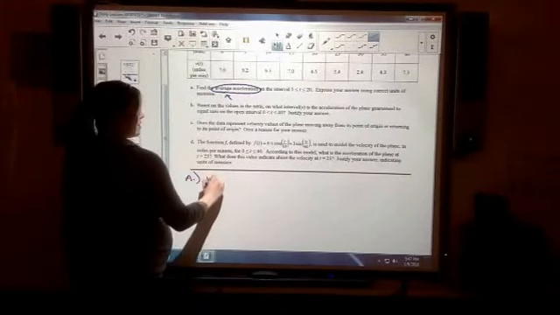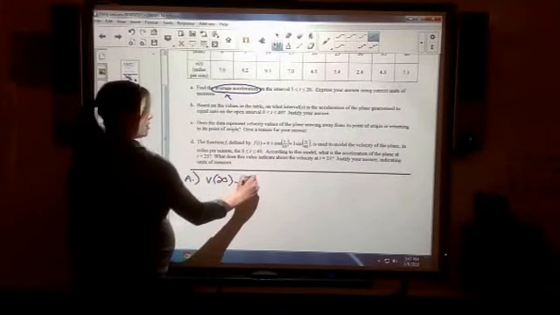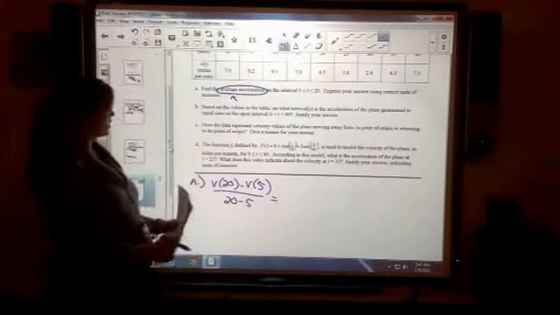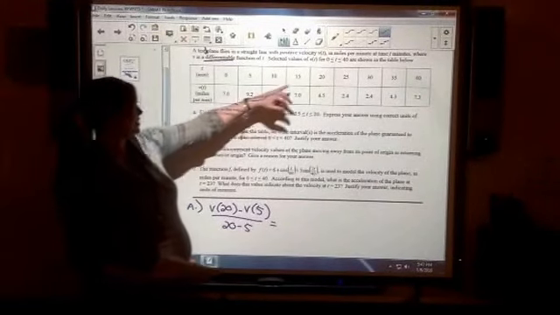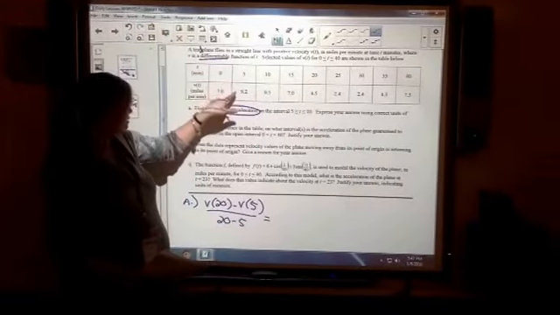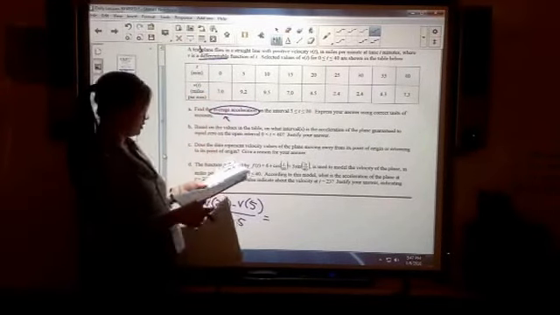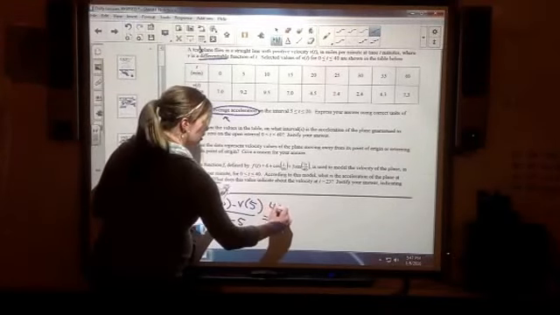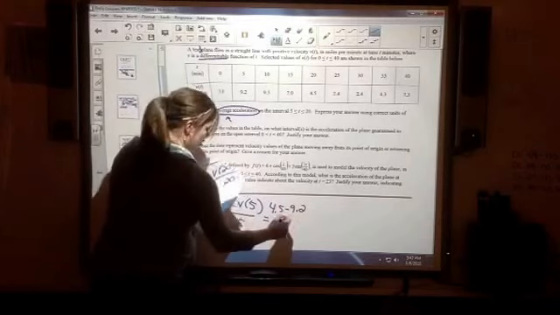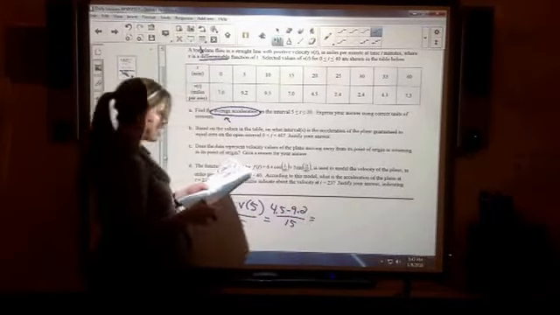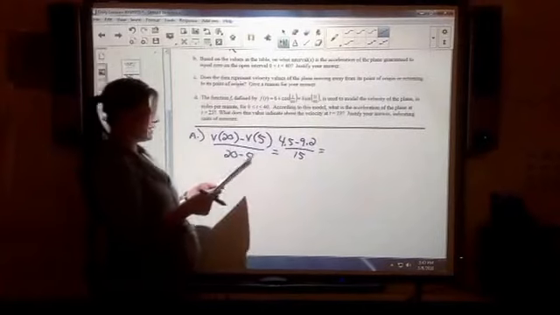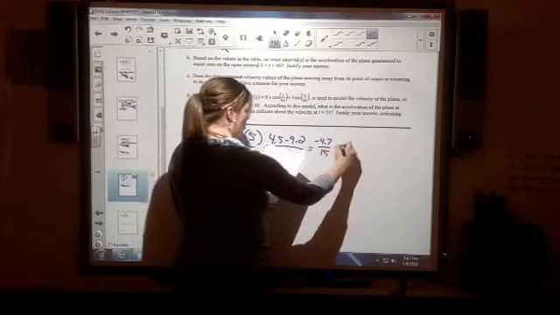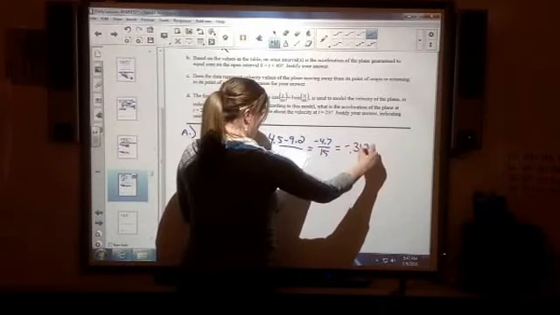So I'm going to say v of 20 minus v of 5 over 20 minus 5. V of 20, I'm just getting this from a graph, so 4.5 minus v of 5 is 9.2. So in this one I'm going to say 4.5 minus 9.2 over 15. And I can use my calculator, so I'm going to figure out that this is negative 4.7 over 15, or approximately negative 0.313.